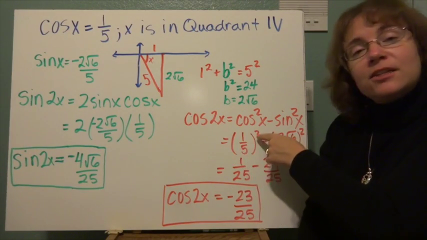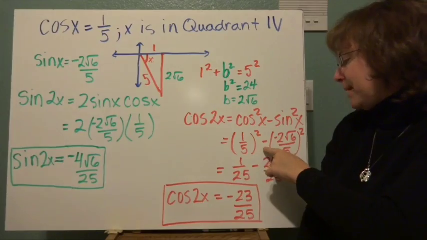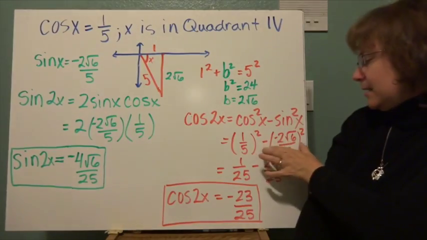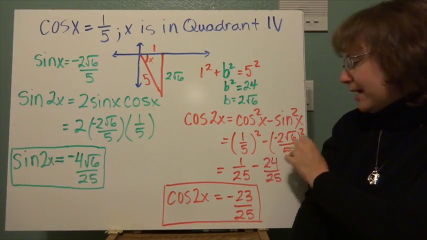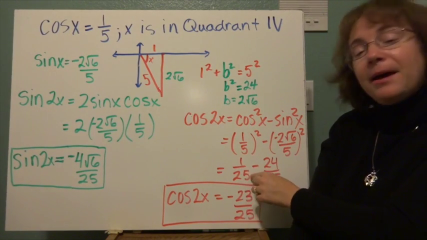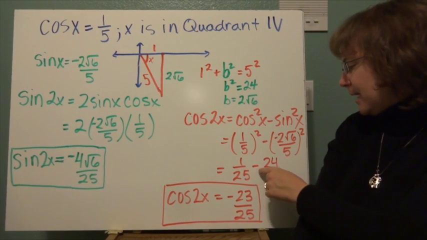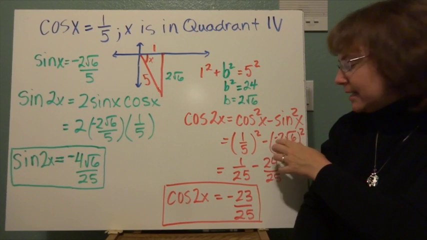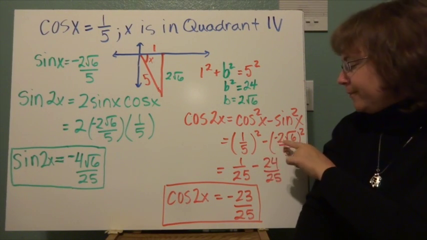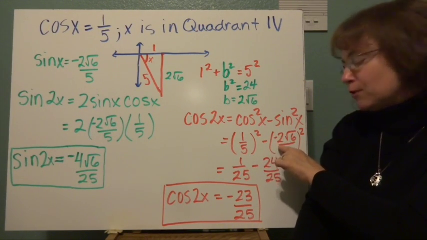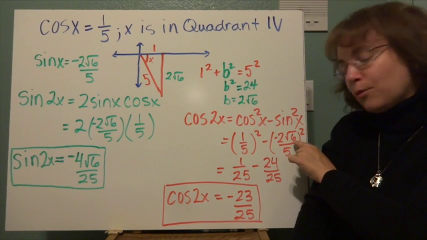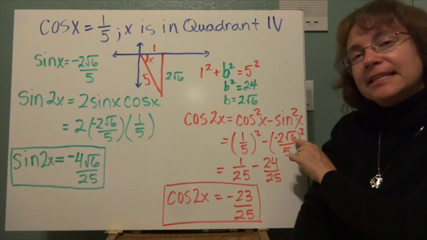So I have 1/5 squared, that's from my cosine, minus, here's my sine, negative 2 root 6 over 5 squared. I go ahead and square them. I have 1/25 here, minus, and then when I square this negative, it's going to be a positive, and I square the 2, which becomes a 4. I square the root 6, and that just becomes a 6.